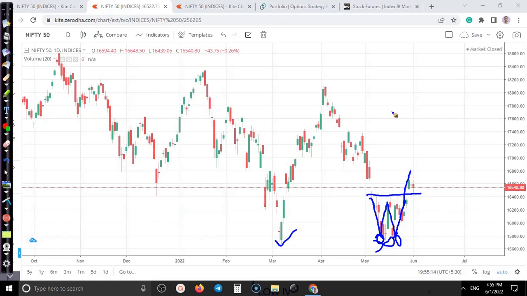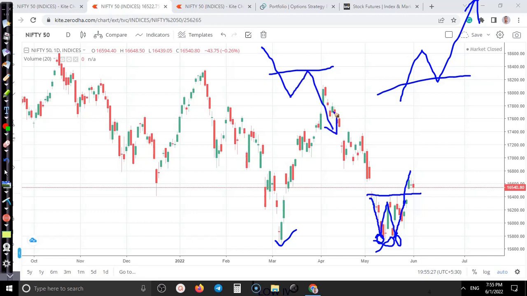What is the market rule? Once price breaks the resistance line, it goes up and pulls back, and after that it bounces again. Similarly with a supporting line: once price breaks the supporting line, it pulls back and again goes down. Every time, price is following this method.